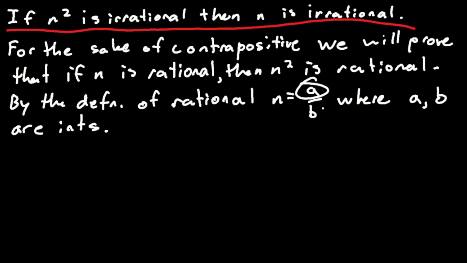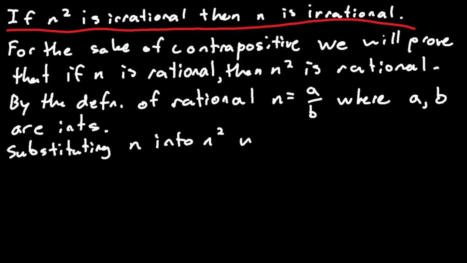We have an integer over an integer. If your number can be expressed as that, then you have a rational number. All right. Once we have this, we can substitute. So substituting n into n squared, we get a squared over b squared. Okay? Here's the thing. A squared over b squared. This looks an awful lot like a rational number, right? N squared expressed as a over b. This looks like a rational number. Well, how do we show that?